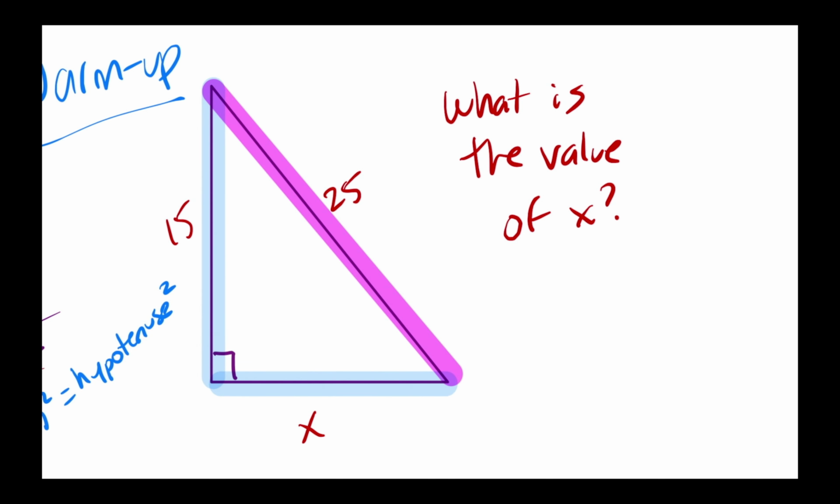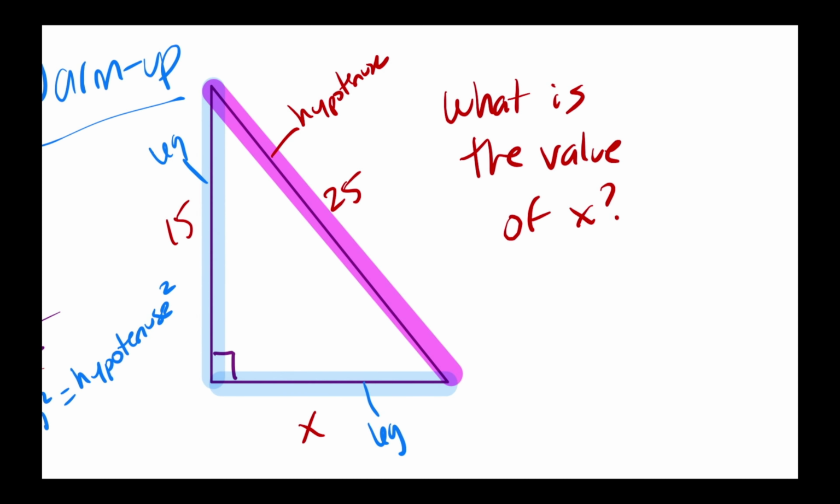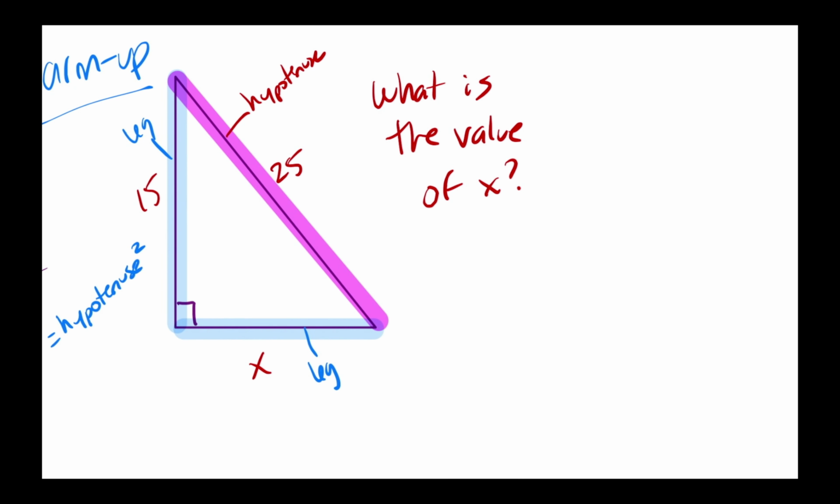I like to color code mine so I know this is a leg. How do you know those are the legs? Because those are the two sides that make the right angle, right? The two sides that make the right angle are your legs. And this long side across from the right angle is your hypotenuse. So the first thing you should do is identify the legs and the hypotenuse. Once you know that, then you know leg squared plus leg squared equals hypotenuse squared. And it's going to help us when we do our trig ratios too.